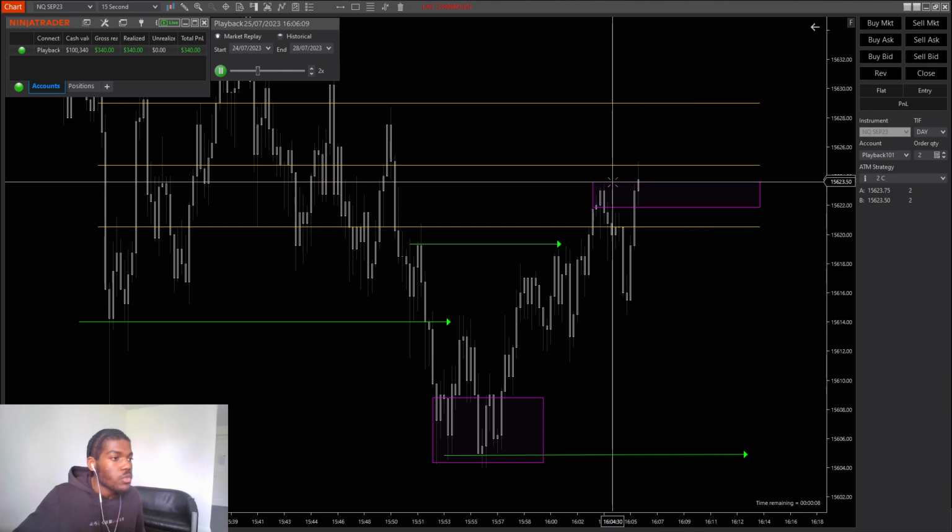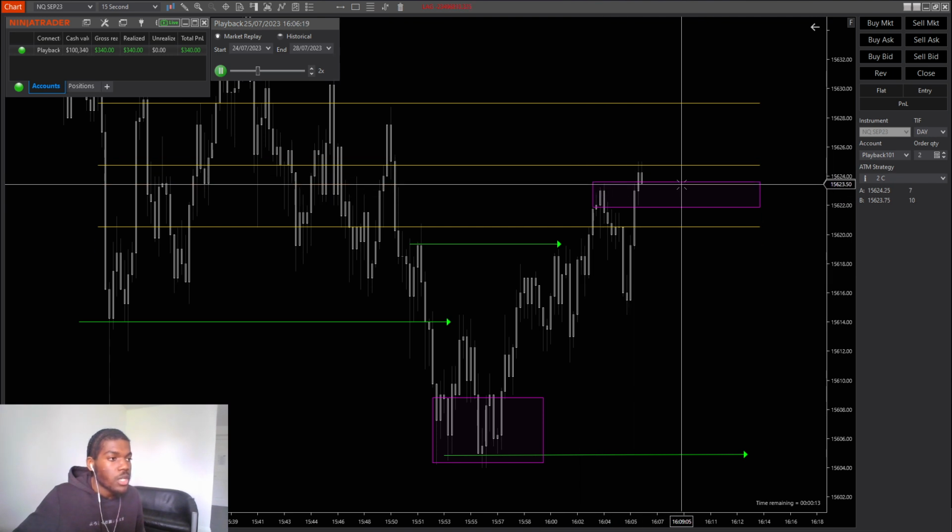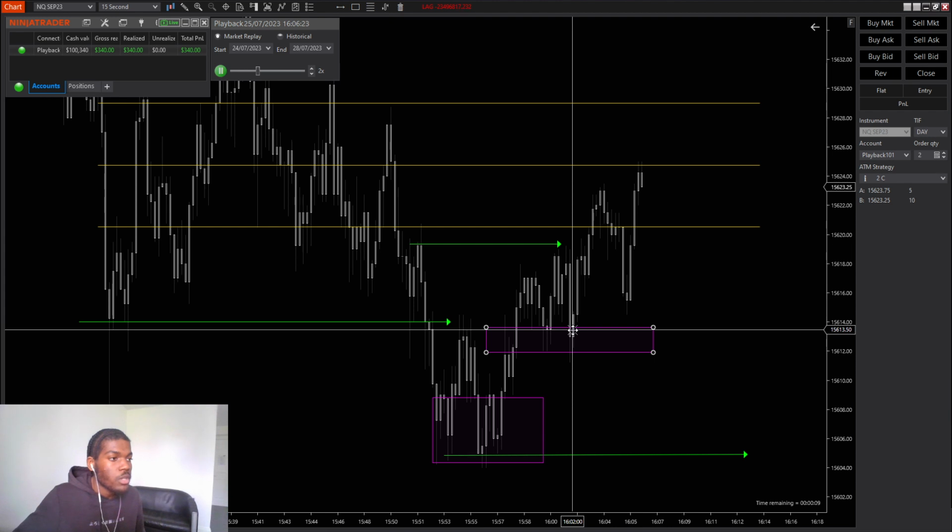That failure to close above is what you want to see. If you don't see that, then there's no confirmation to get in. And then from here, you just wait for your last up move. So a bearish flip now. Now you want to see a shift in trend.